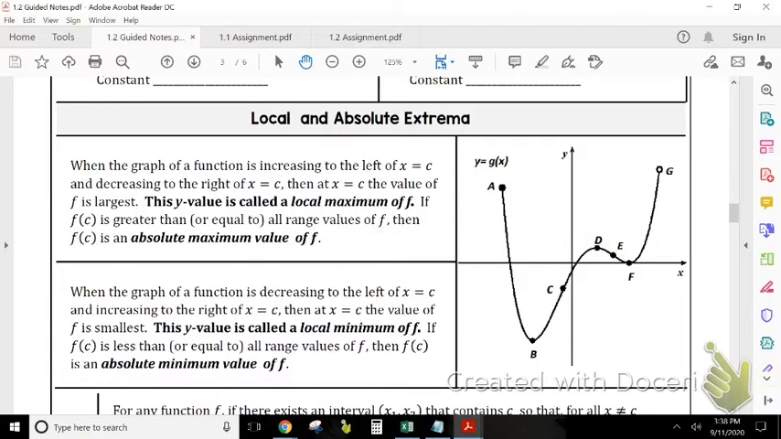Same thing with the minimums. When the graph of the function is decreasing to the left of c and increasing to the right of c, then at x equals c, the value of f is the smallest. This y value is called a local minimum of f. So if we're looking for a valley, okay, hilltop, valley. So we have a valley right here, okay? Obviously, F is not the lowest point on my graph, but F is the lowest point within that circle that I drew. So therefore, F.